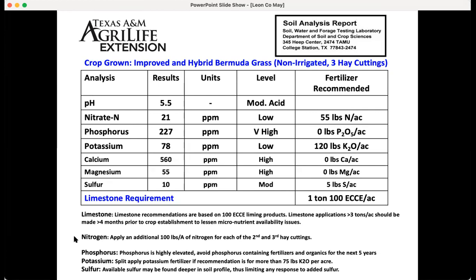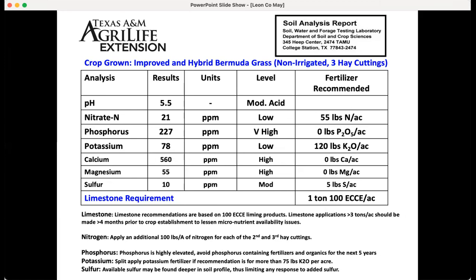You will also notice at the very bottom, under the table, there will be additional recommendations. It may be about splitting a potassium application for Bermuda grass. Obviously in this scenario under nitrogen, it recommends additional nitrogen between each hay cutting to support that second and third harvest.